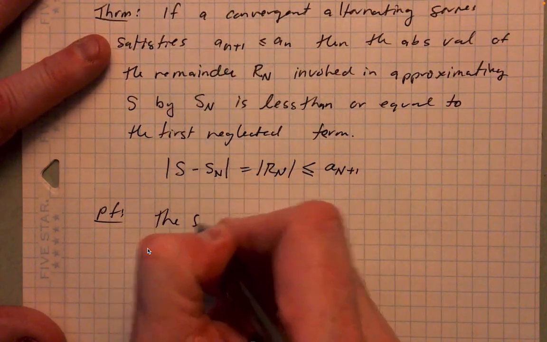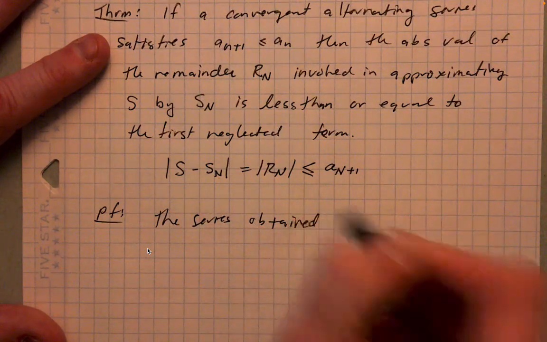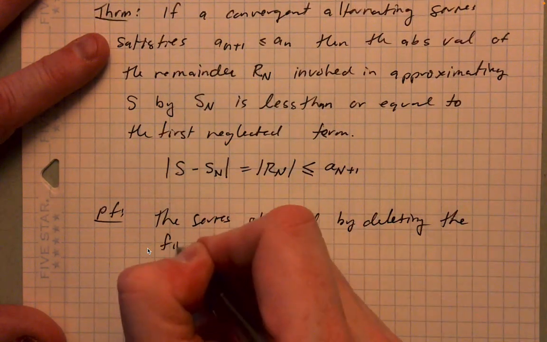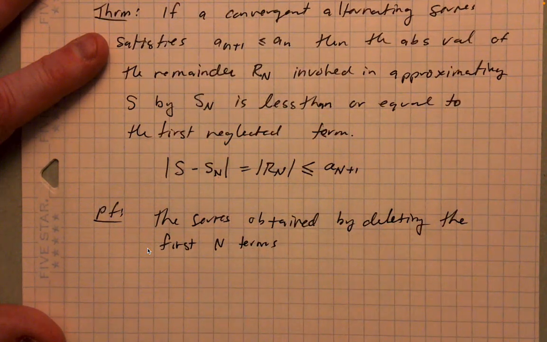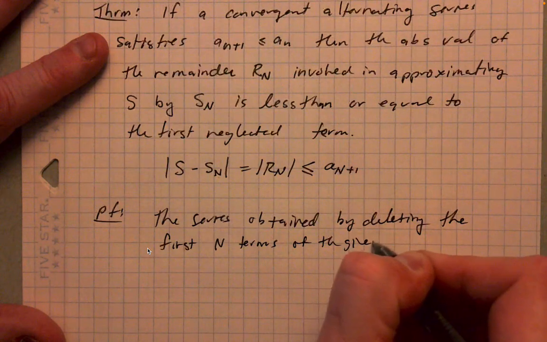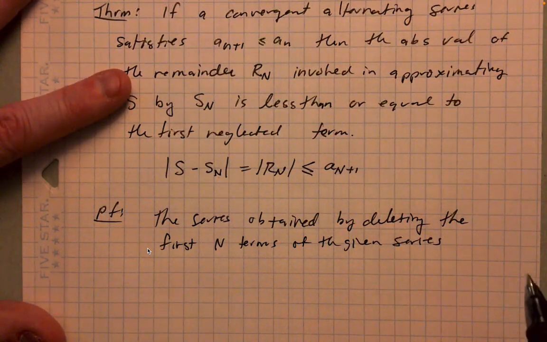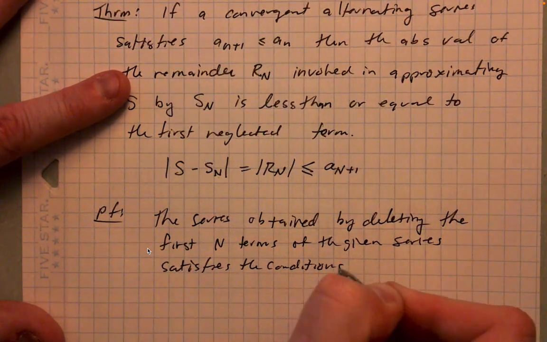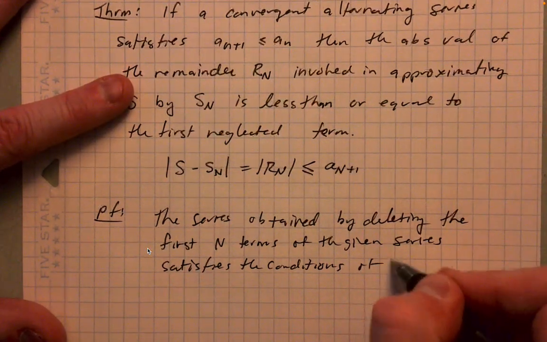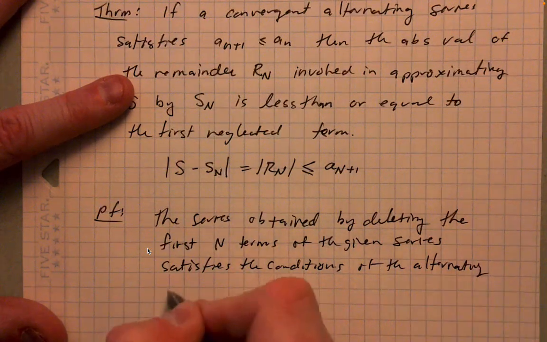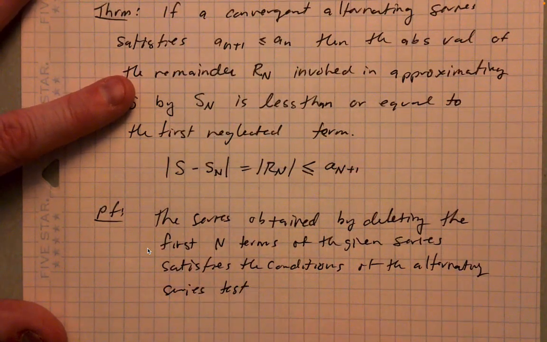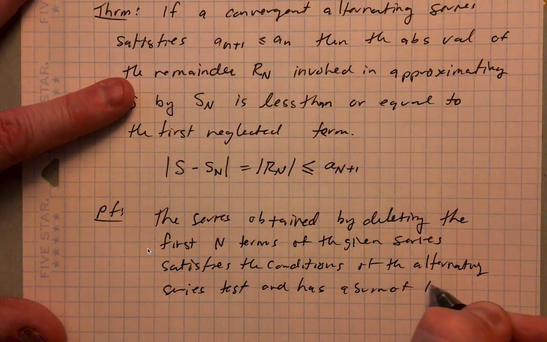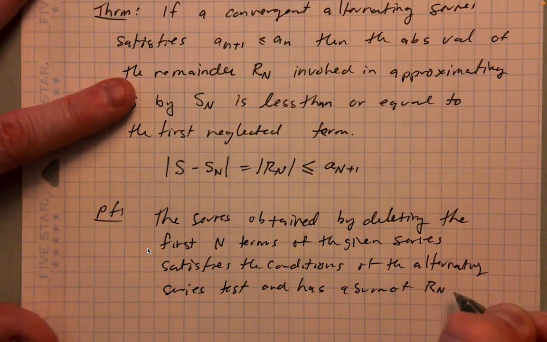So the series obtained by deleting the first n terms of the given series satisfies the conditions of the alternating series test, and it's going to have a sum of Rn. Right, so is that clear?